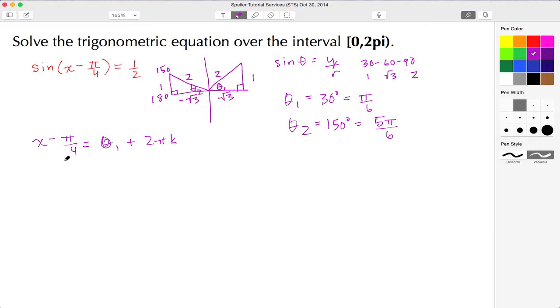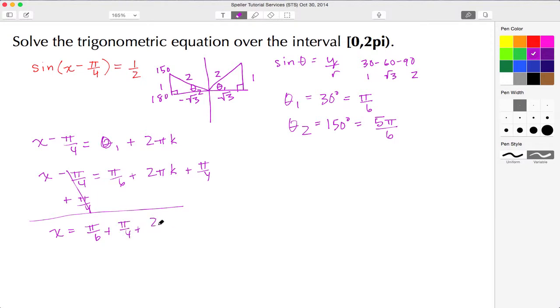Now let's solve this equation for x, and let's also substitute in the value for theta 1. So here I have x minus pi over 4 equals, well, theta 1 is pi over 6, and then plus 2 pi k. I'm going to add pi over 4 to both sides. It cancels here, and I'm left with x is equal to pi over 6 plus pi over 4 plus 2 pi k.